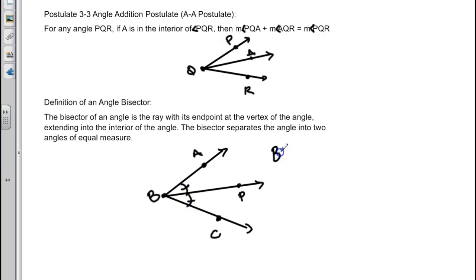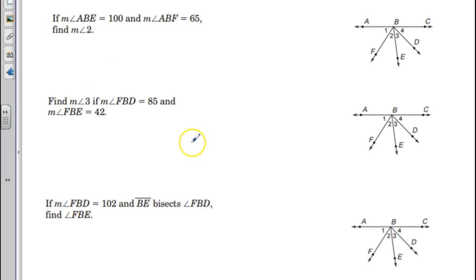So BP, ray BP, would be a bisector of that angle, an angle bisector, which would make angle ABP congruent to, or equal in measure, the measure of angle ABP would be equal to the measure of angle PBC. All right, so that's angle bisector. If you need to pause the video or back up to write those down, please do so. All right, so let's work some problems knowing those two things. Let's see if we can figure these problems out.